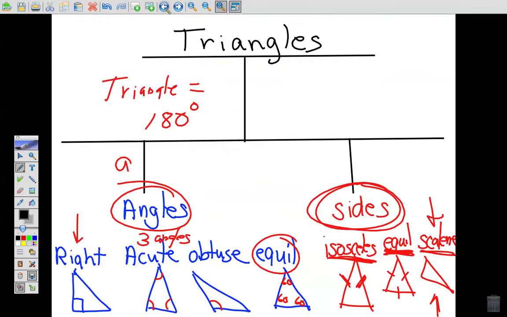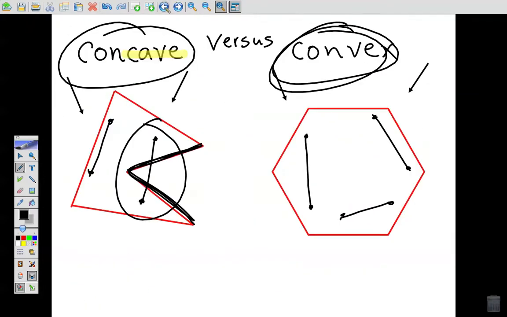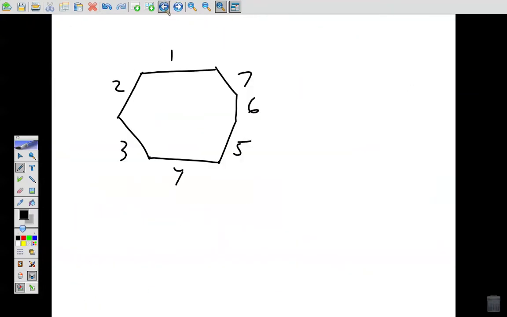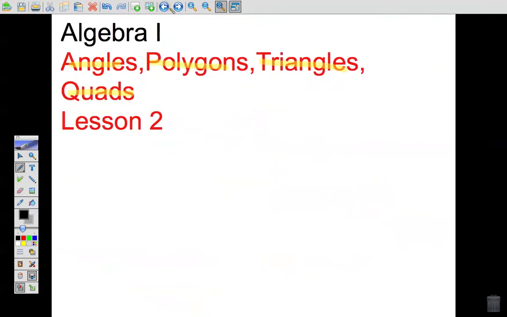Lots of information in this lesson. We will discuss it, and you need to ask questions on it. So the topic was angles, polygons, triangles, and quadrilaterals.